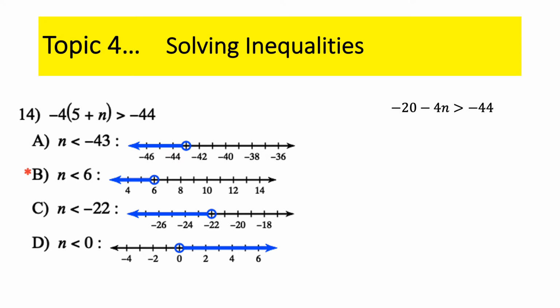First step, we're adding 20. Don't need to flip it for that. The second step, though, look, I'm dividing everything by negative 4. I'd have to flip the inequality. Okay? So it says n is less than 6.